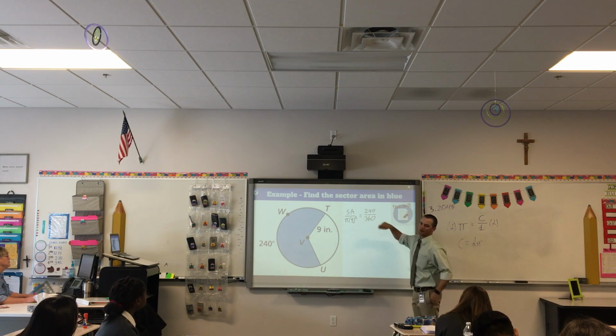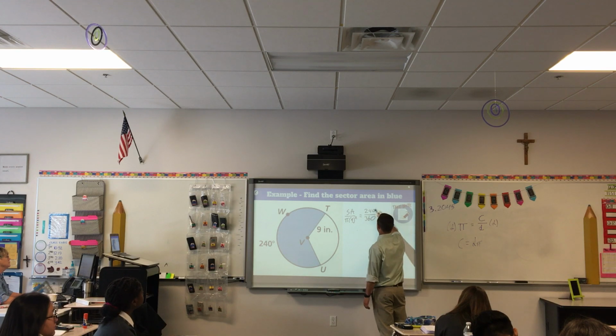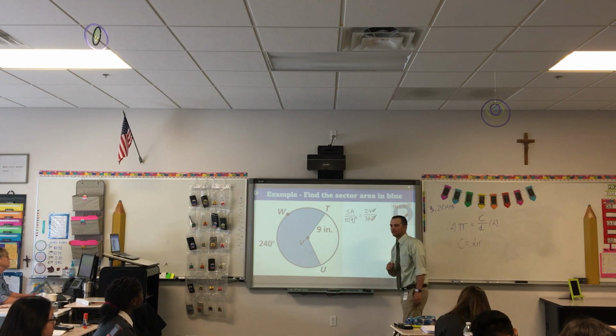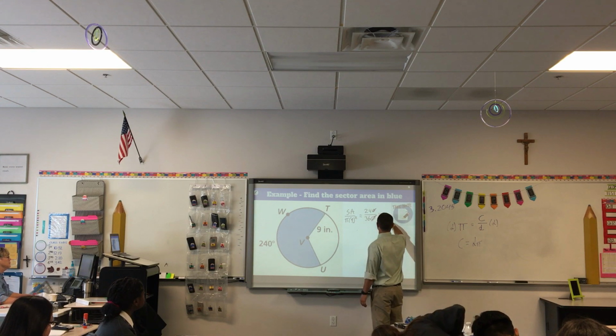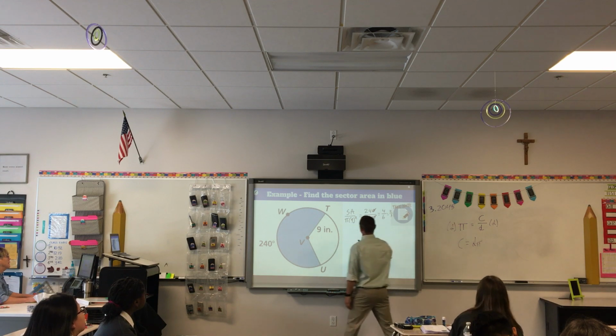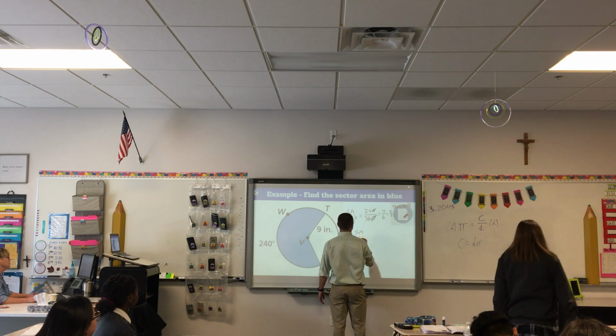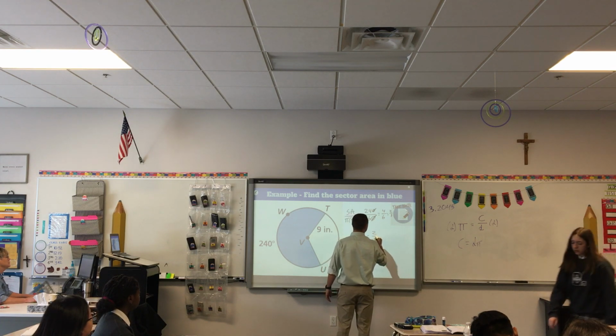From here, I'm going to reduce this side first before I start multiplying, just so my numbers become a little bit smaller. I know I can get rid of these zeros, and then I can divide by 6. So I get 6 and 4, and I can divide by 2, so I get 2/3. So now I get SA over 81 pi is equal to 2/3.